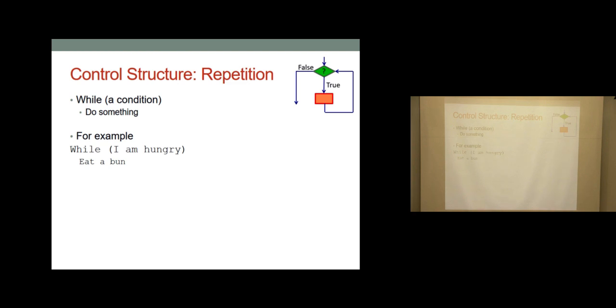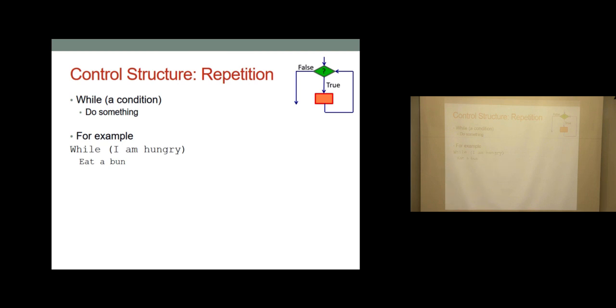You go back to the loop's first line to check if I'm hungry. Okay? If I'm still hungry, I eat another bun. If I keep this loop, I eat a bun, I'm still hungry, I eat a bun, I'm still hungry, I eat a bun. Let's say I loop 10 times and I have eaten 10 buns. If I'm still hungry, I keep going, okay? How to escape this?